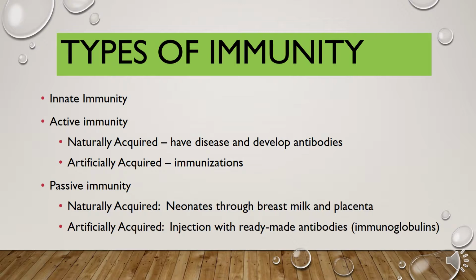And then looking at the other side, there's passive immunity, and there's also naturally or artificially acquired. Naturally acquired passive immunity is from neonates through breast milk and placenta. The biggest thing I think of here, mothers will get a whooping cough vaccine before delivery. The neonates will then get antibodies through mom's breast milk to that disease. So that's why we encourage that in pregnancy, to help avoid the baby getting whooping cough.